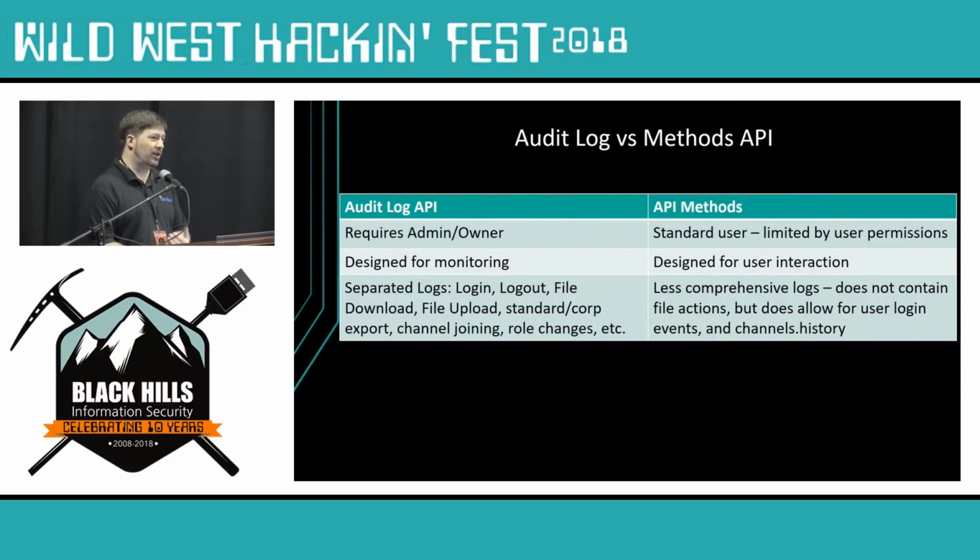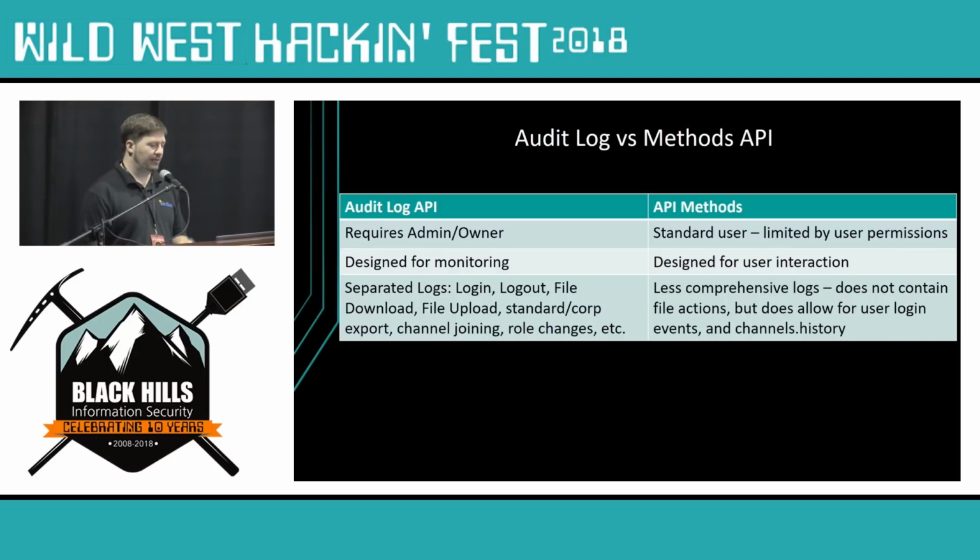AuditLog API does require you be an owner or an admin. It is designed for monitoring. That's kind of key when you're looking at this. And it separates the logs. Your login and your log off events are separate. Your file upload, download, they're separated. Standard and corporate exports: you have the ability to export some data depending on what level of Slack you have. So you can actually go through and monitor who's downloaded these, who's been joining channels, role changing. If you're looking for someone getting in and trying to elevate to an account, they may get another account, they may elevate it, you can monitor for that.